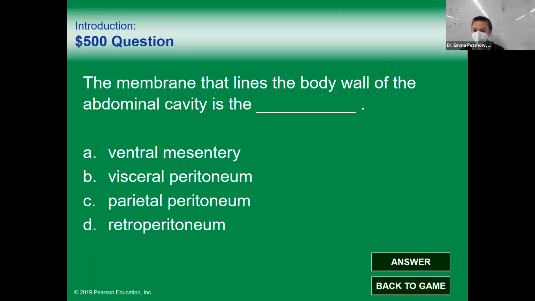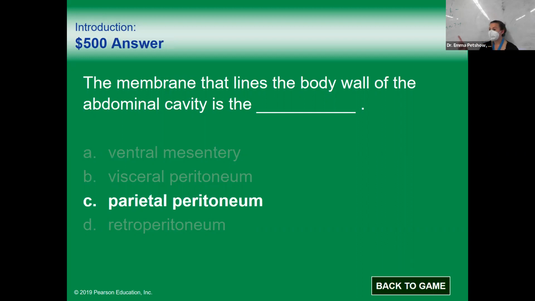Good, we have some answers. Awesome, we have a mixing. Okay, it is the parietal peritoneum, and this is why. Because visceral makes sense, and that's what you would want to choose, right? Parietal peritoneum lines the body wall, the outer part of the abdominal cavity. It goes all the way down from the pelvis and all the way up into the abdomen, including the diaphragm.